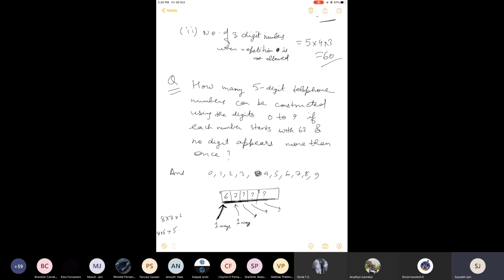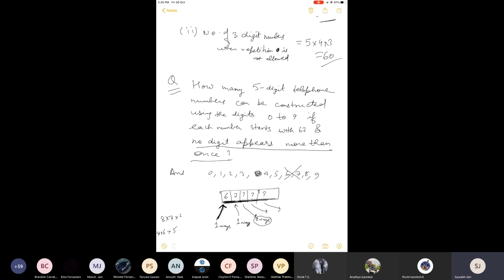See, this question mark can be filled in 8 ways. You know why? Because the total number of digits is 10, not 9, because digits are from 0 to 9. 10 digits are there, but now you cannot use 6 and 7. Why? Because it is clearly mentioned no digit appears more than once. So only 6 and 7 cannot be used. How many are remaining? 8 are remaining. So for this question mark, we have 8 ways.